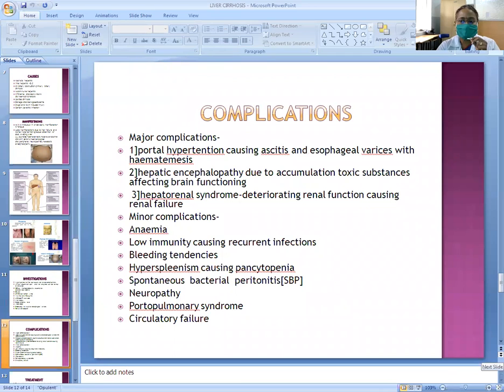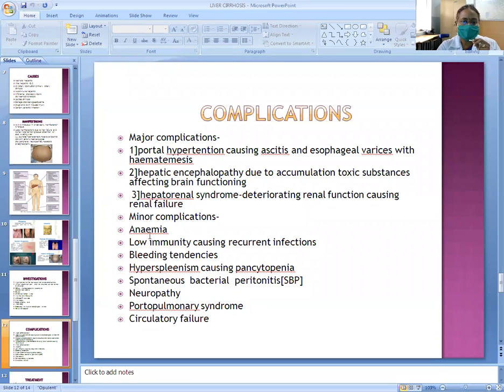The complications of liver cirrhosis are three major complications which are responsible for the mortality. Portal hypertension, which causes ascites and esophageal varices that result in hematemesis. Hepatic encephalopathy is mainly because of accumulation of toxic substances which are affecting brain functioning, and hepatorenal syndrome, that is deteriorating renal function causing renal failure.